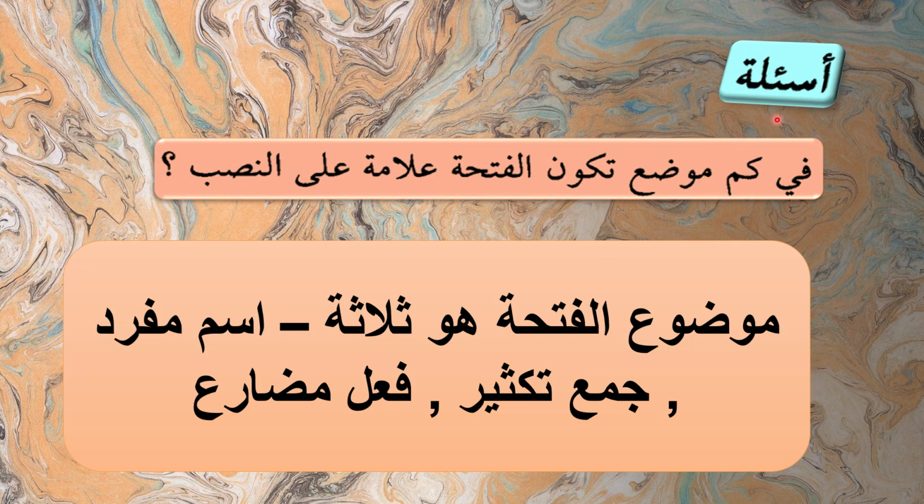These are the questions. Let's do the question here. في كم موضوع تكون الفتحة علامة على النصب؟ How many situations do you see the nasb case here? موضوع الفتحة هو ثلاثة. That is اسم مفرد in the normal nouns, جمع تكسير you will see فتحة ظاهرة and فعل مضارع with the sahih letters. Remember, with the sahih letters only you will see a visible فتحة ظاهرة.